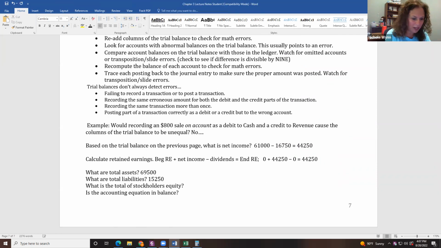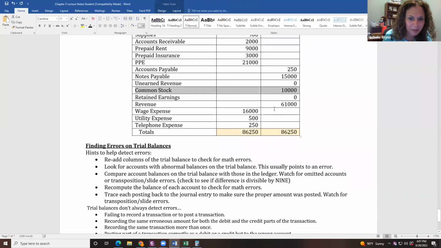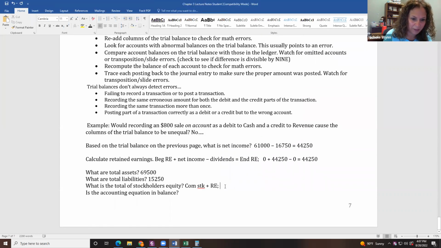And total equity is common stock plus retained earnings. Common stock is 10,000. And retained earnings is from right here. Now, if you use 0 for retained earnings, then you won't balance. But retained earnings is ending retained earnings. So 44,250. So that would be 54,250.